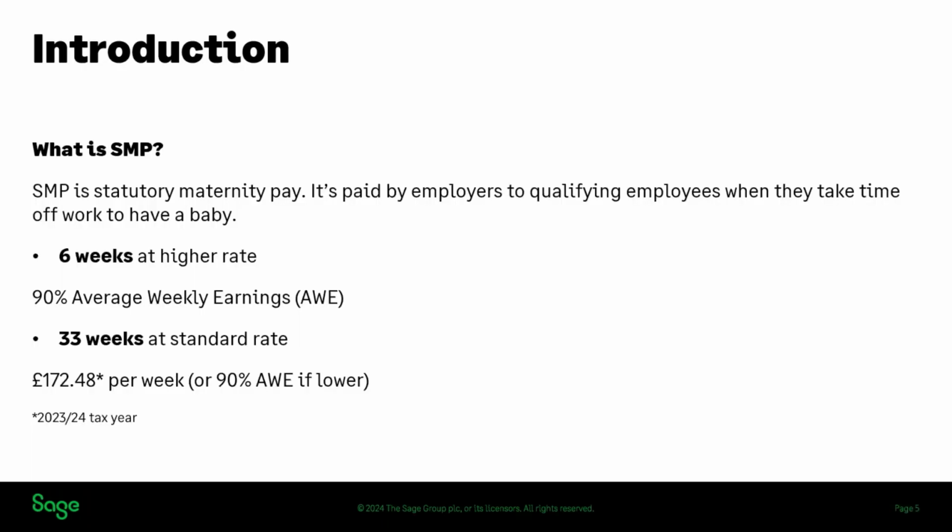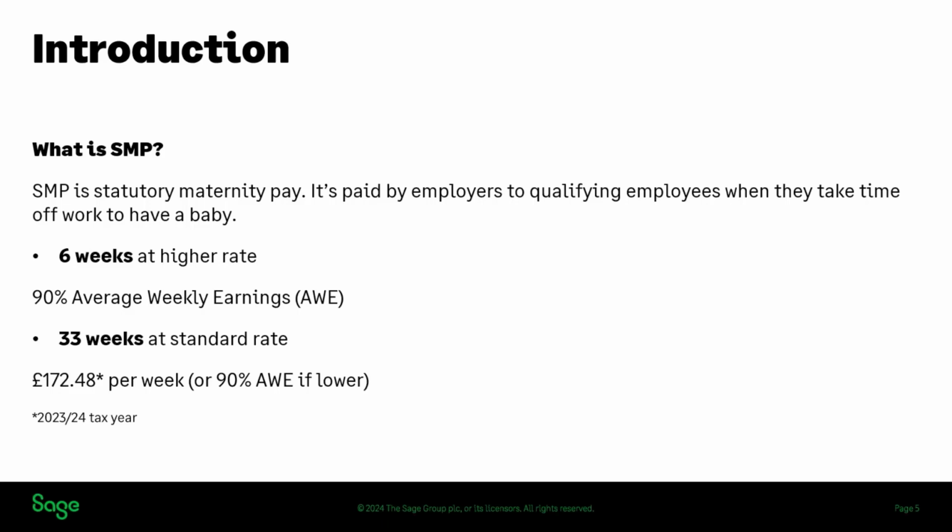SMP is the abbreviation of statutory maternity pay, and it's a payment made by employers to qualifying employees when they're taking time off to have a baby. So this is the statutory amount. You may well have a company maternity scheme that pays over and above the SMP amount. But in terms of SMP, it is payable for up to 39 weeks.